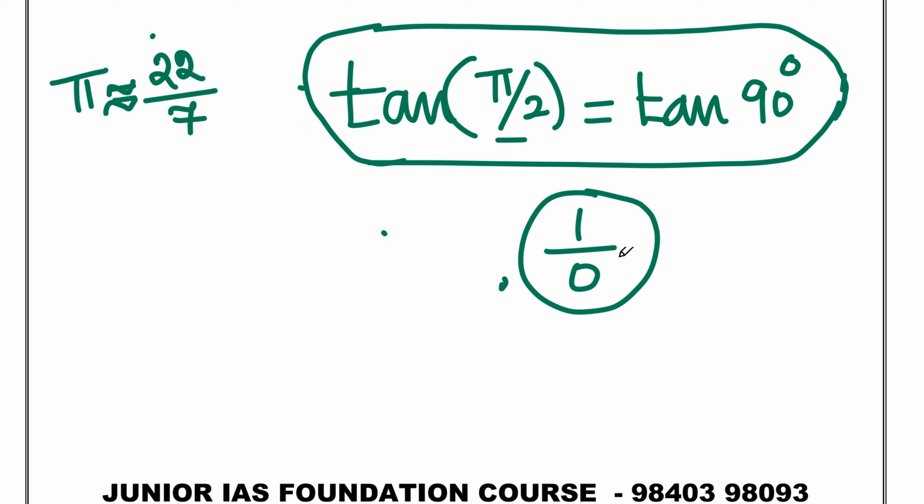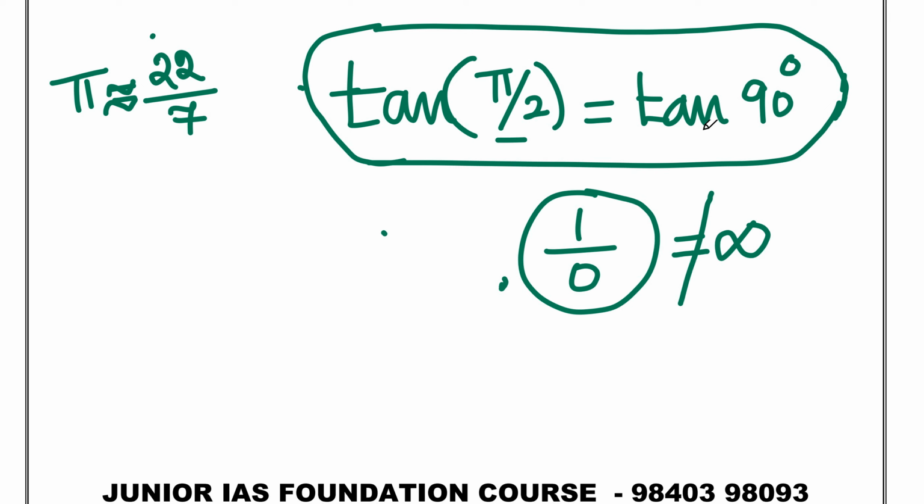I'll explain again now. Anything divided by 0 is not defined in maths. In mathematics, do not divide anything by 0. 0 never occupies a place in the denominator. If 0 comes to the denominator, this is undefined or indeterminate. Don't say 1 by 0 is equal to infinity. This is absurd. This is incorrect. Similarly, don't say tan 90 is equal to infinity.